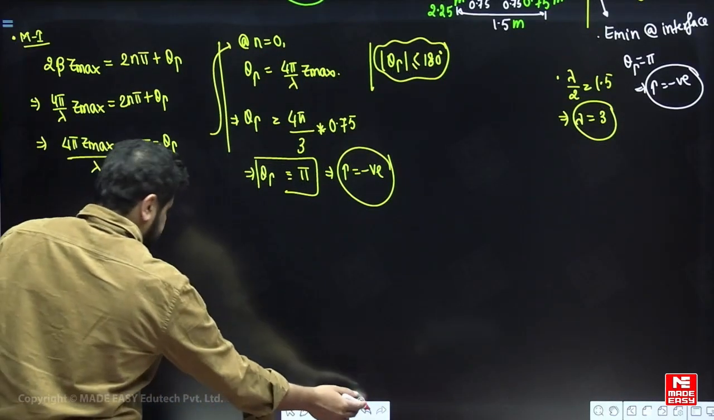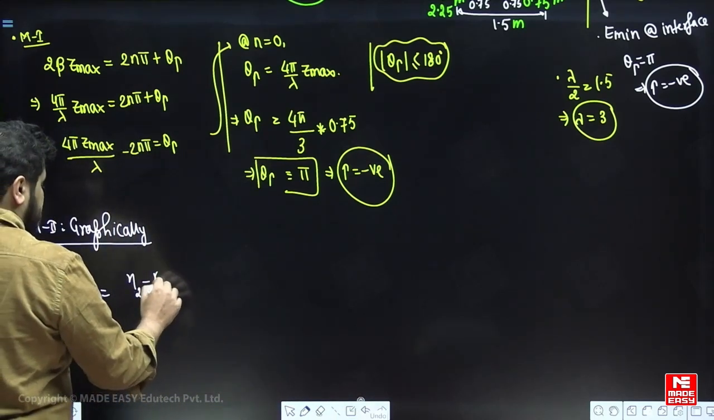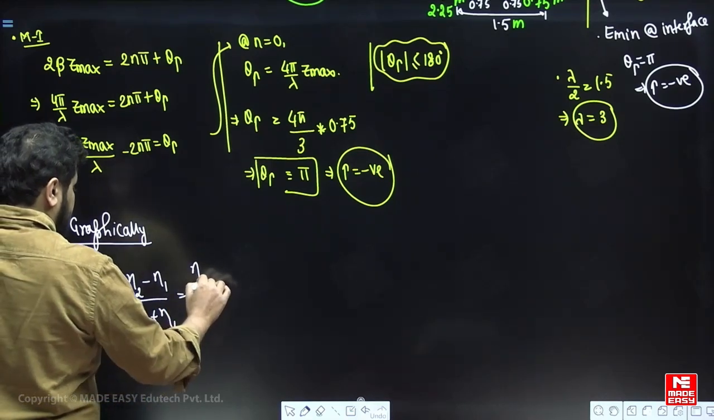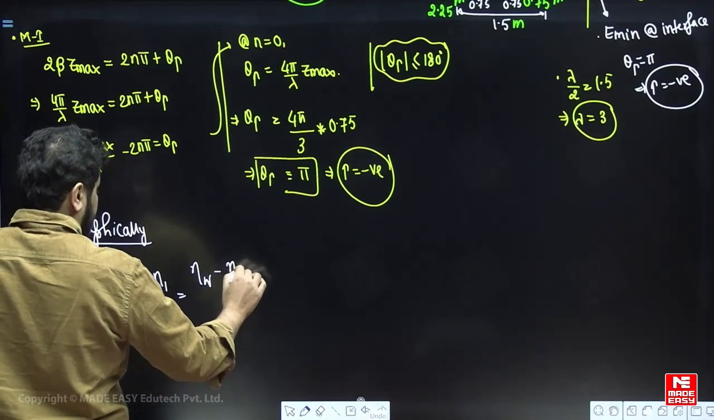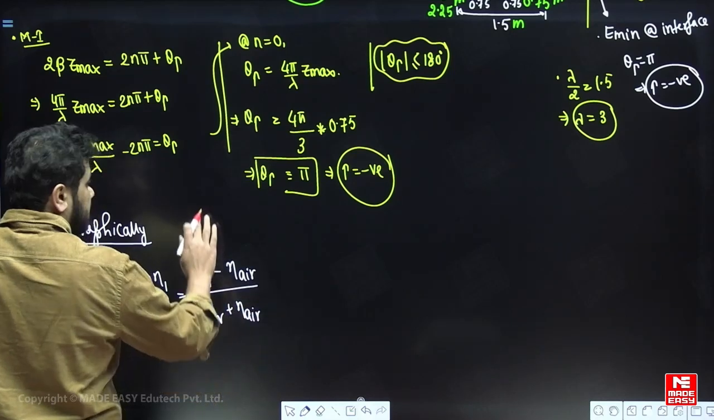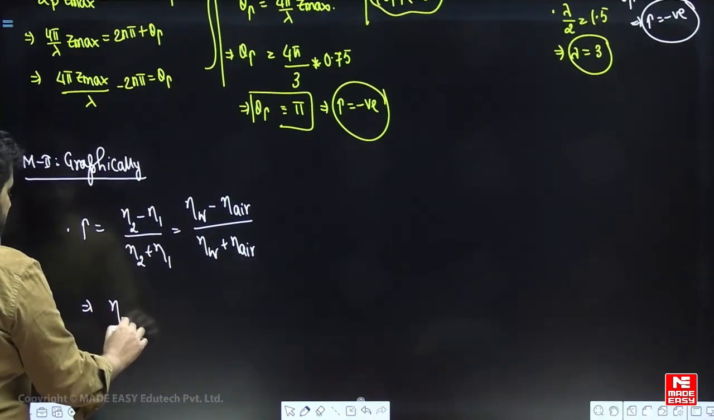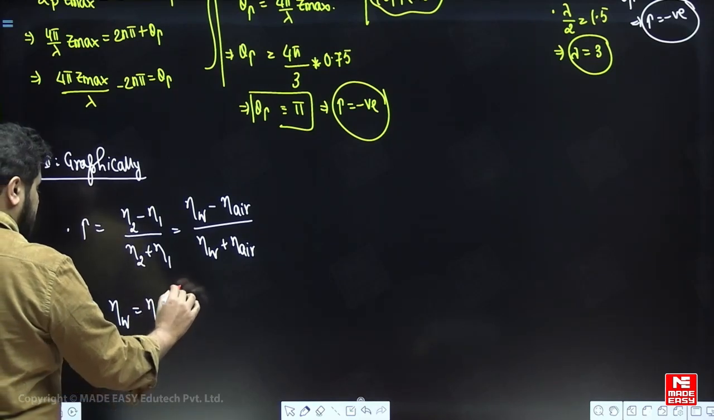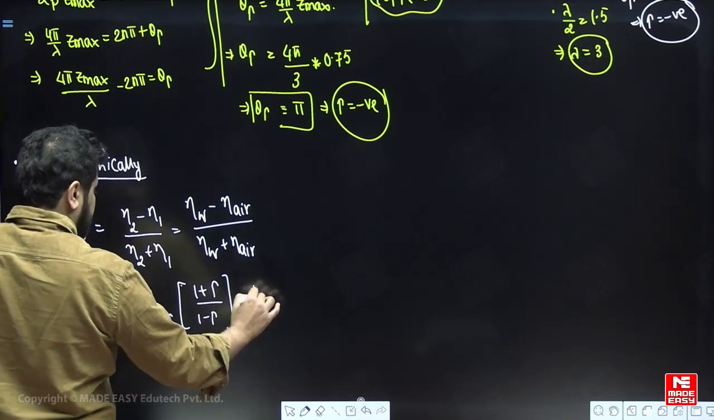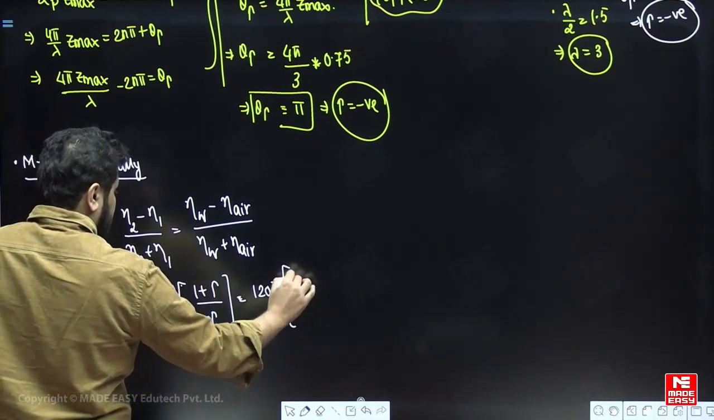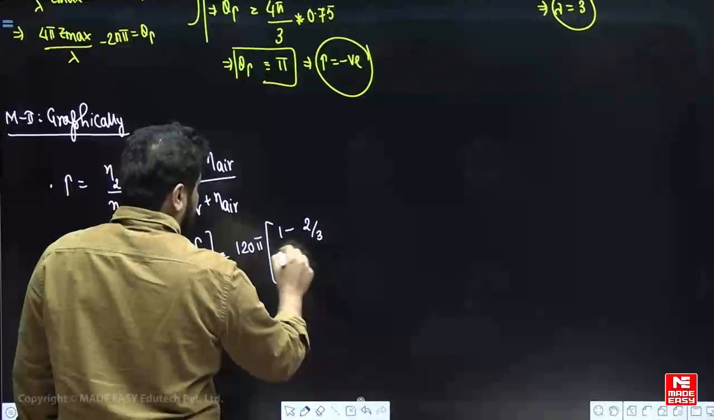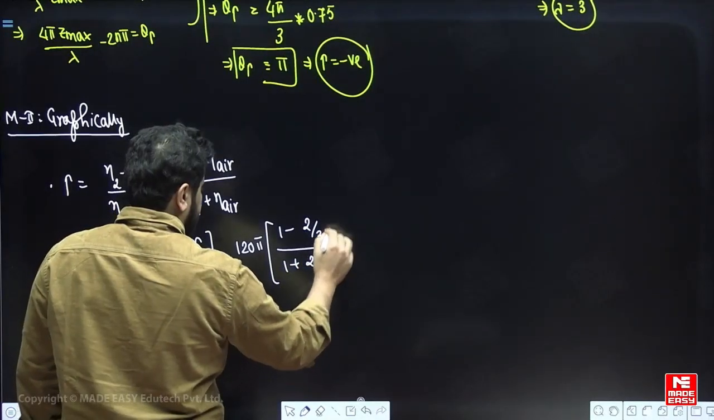Gamma is equal to (eta 2 minus eta 1) upon (eta 2 plus eta 1). So, this is nothing but (eta w minus eta air) divided by (eta w plus eta air), right. So, from here I will get the value of eta w as eta air into (1 plus gamma) upon (1 minus gamma). Eta air is your 120 pi. Gamma is how much? I have to select gamma to be negative. So, (1 minus 2 by 3) upon (1 plus 2 by 3), right.